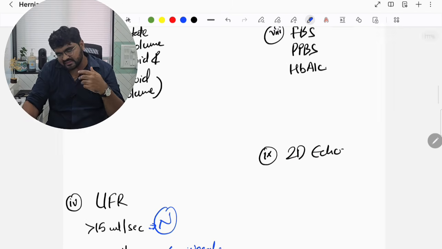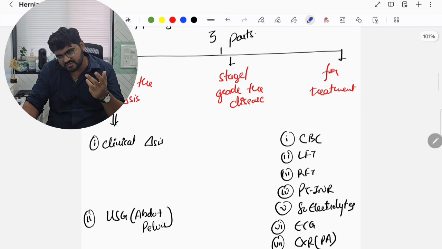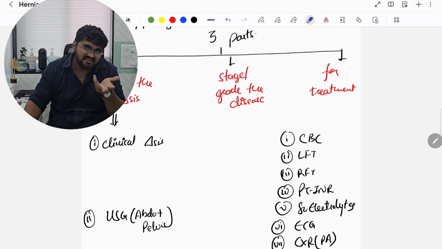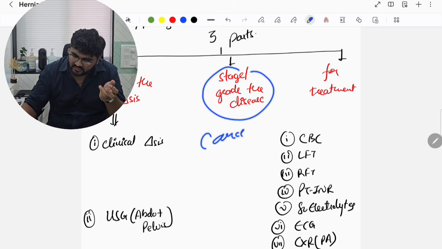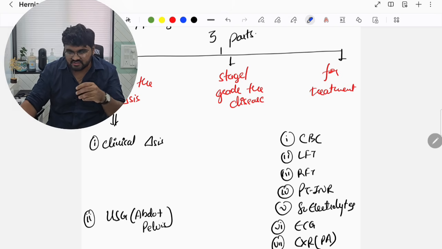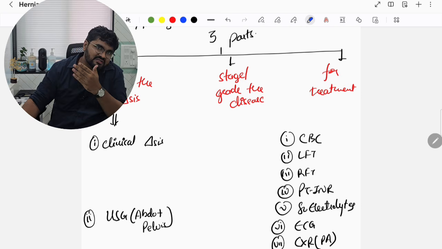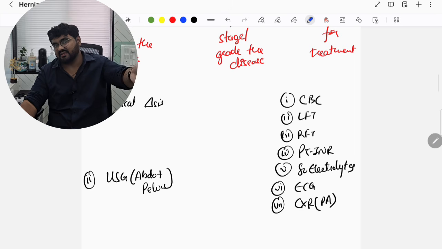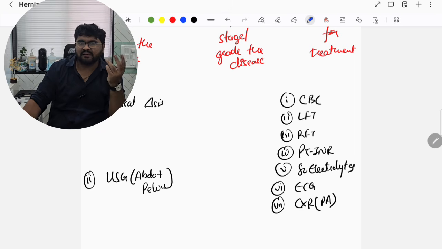Yes, the next group is investigations to confirm the diagnosis, not to stage the disease. So here you don't have any investigation per se. It is more used in cancer. So there is no such investigation to stage the disease. Now coming to investigations for treatment, here you can write all your routine investigations: CBC, LFT, RFT, PT, serum electrolytes, ECG, triple H, and chest X-ray.